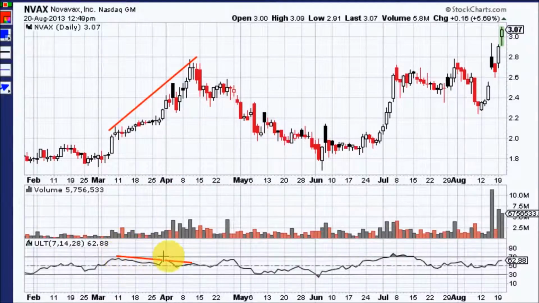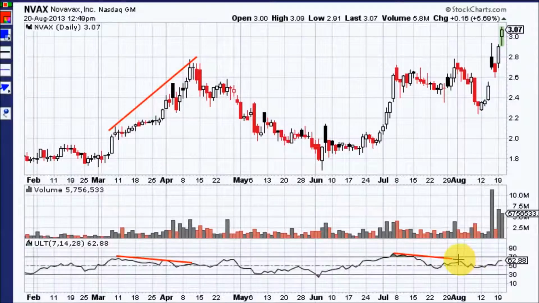So this bearish divergence in Ultimate Oscillator, by going down at the highs, showed that the run was about over. And right here it became very bearish by dropping below 50. The next bearish divergence comes right here.